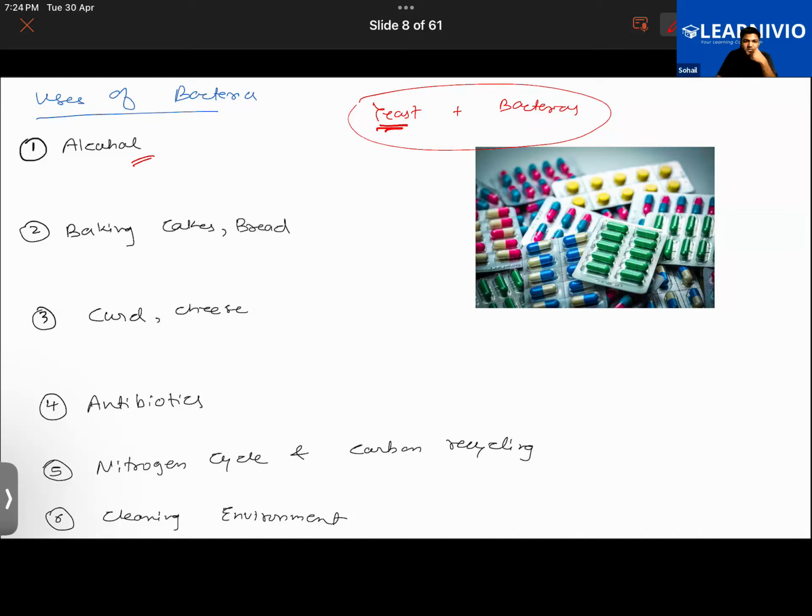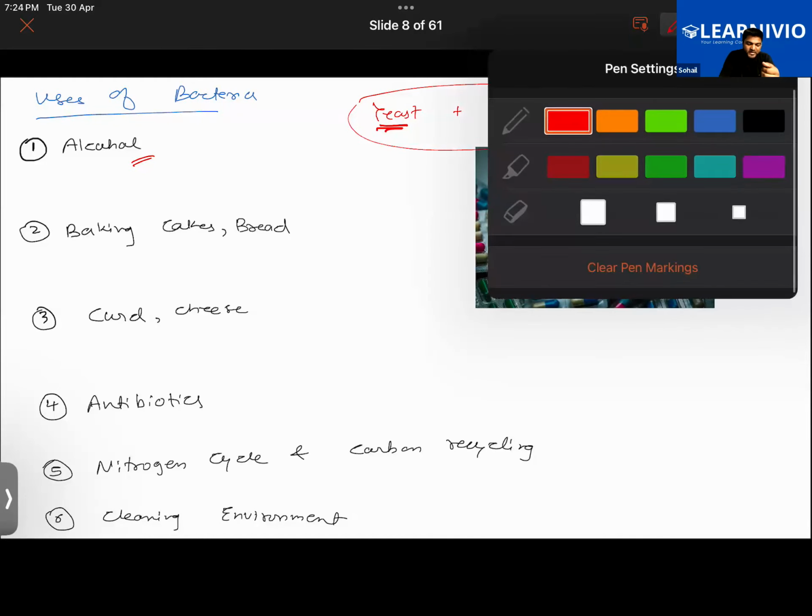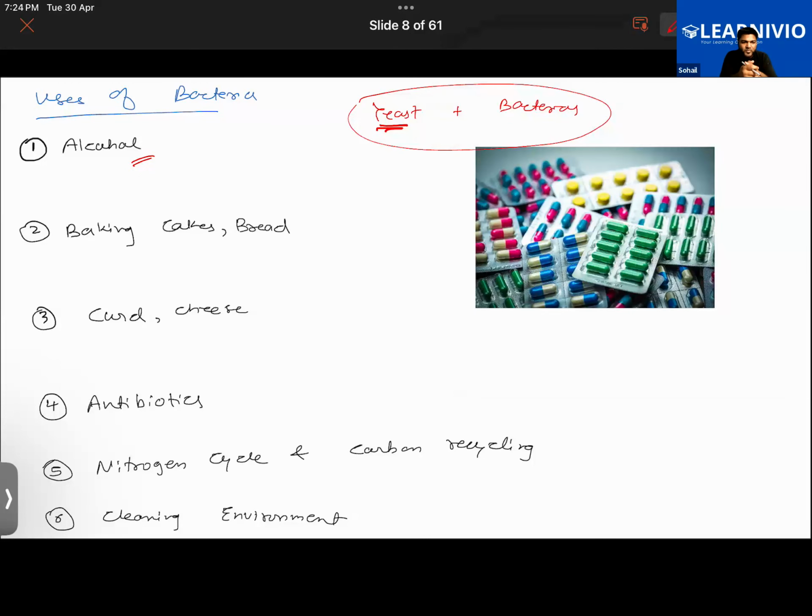Then how do we use bacteria in the baking industry? You have certain examples of bacteria we take help of, but particularly here also you will again be taking help of yeast. Then there's a bacteria called lactobacillus. Lactobacillus bacteria is used in making curd.